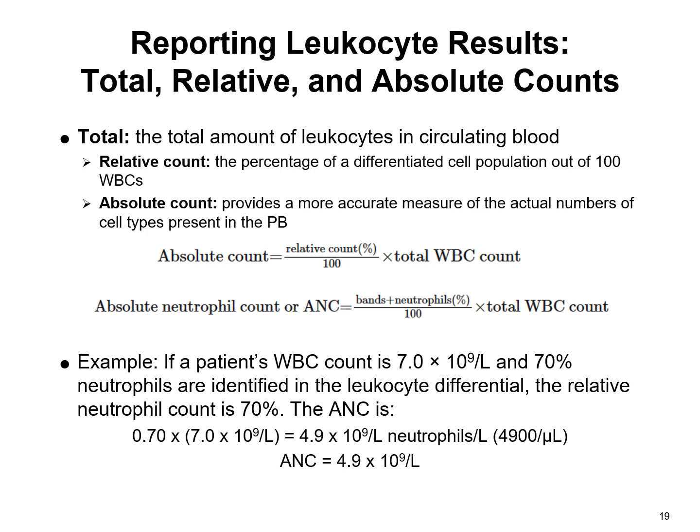Then we also have something called an absolute count. What this does is provide a more accurate measurement of the actual number and types of cells that are present in that peripheral blood smear. There is an equation that will do that. With that equation, we use the relative count divided by 100, and then we multiply that by the total white blood cell count.